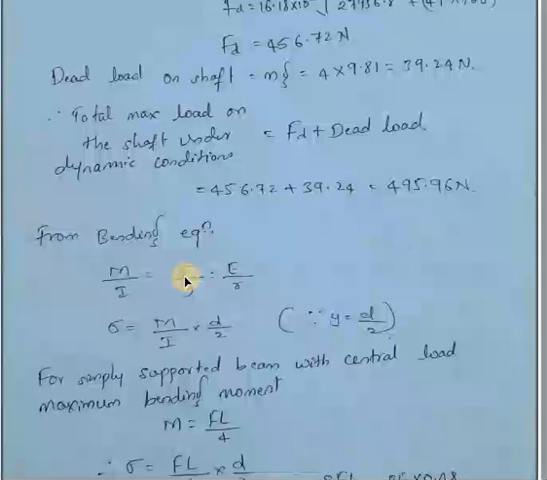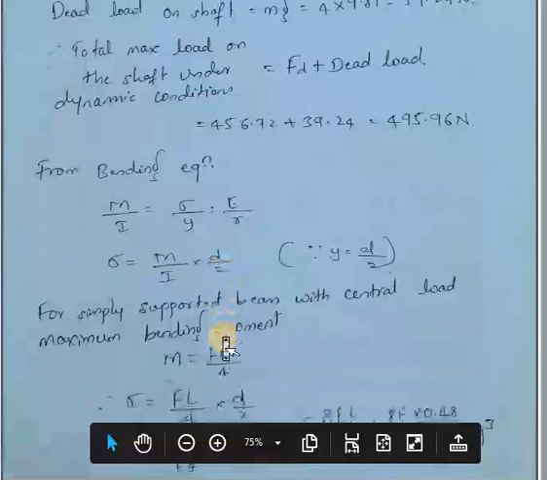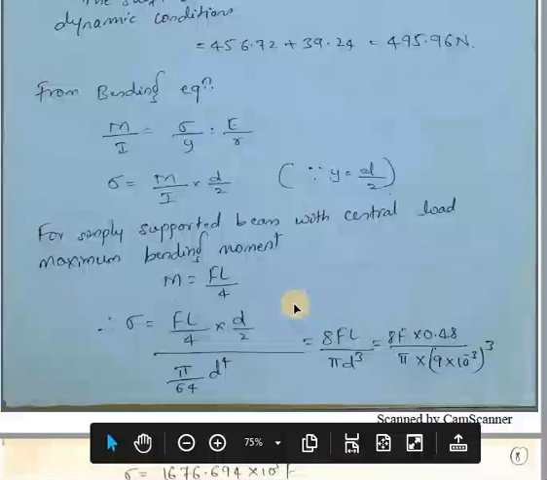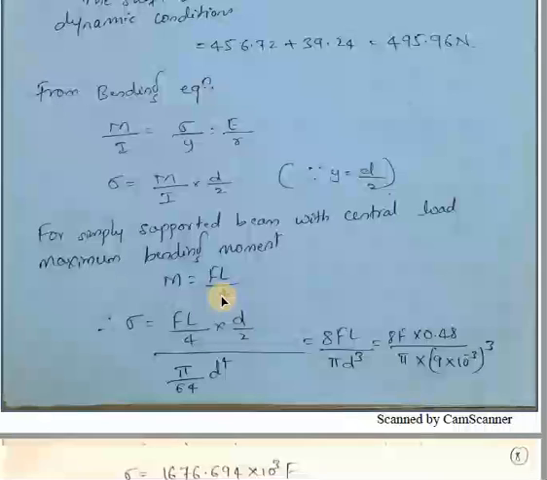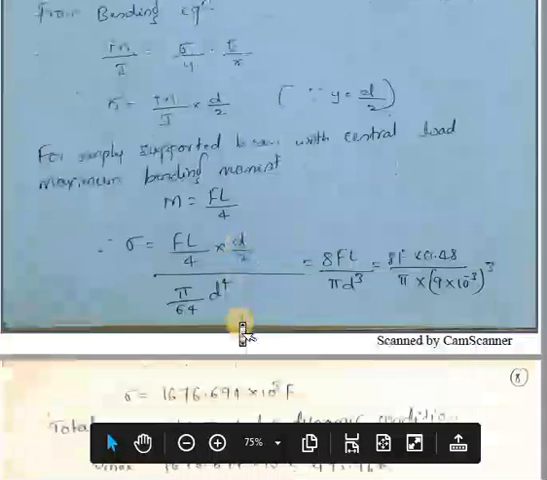So from this, that is sigma, and from these two, we can write sigma as M by I into Y, where this Y is D by 2. For a simply supported beam with central load, the maximum bending moment can be written as M equals F into L by 4. So substitute that, FL by 4 into D by 2, and I is pi by 64 into D raised to 4. In this also we know all the terms; the only unknowns are F and sigma. So we will get sigma in terms of F only.